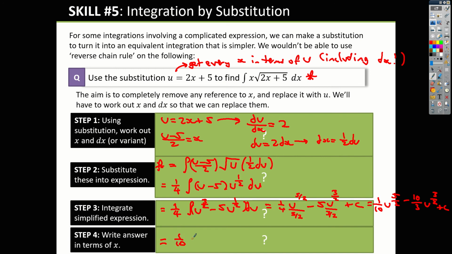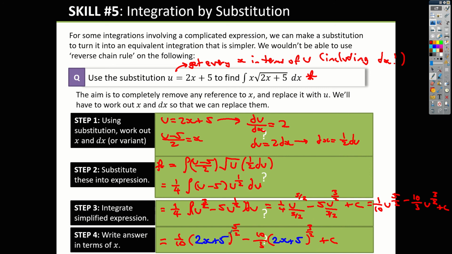Right, final step, a 10th. u, I'm going to rewrite in blue, that's 2x plus 5, to the 5 over 2, minus 10/3, and then another 2x plus 5, and that's to the 3 over 2, and then plus c. And then we're done.